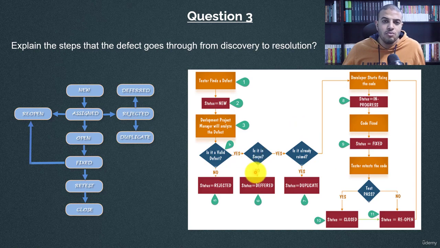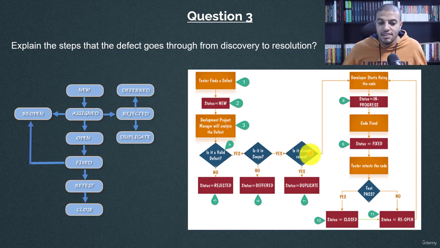But if it is not in scope, what does not in scope mean? So for example, we have an iteration in our agile project. Inside this iteration, we are working on the login and registration functionalities. But you as a tester found a defect in another functionality. So this defect is not in the scope of this iteration or this sprint, okay? In this case, this defect is deferred to another iteration or another sprint.